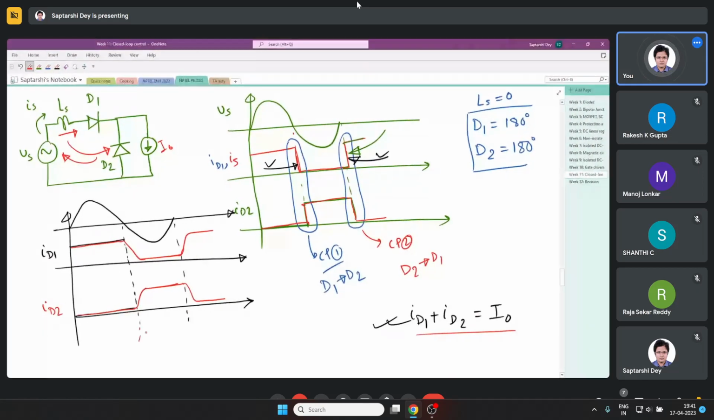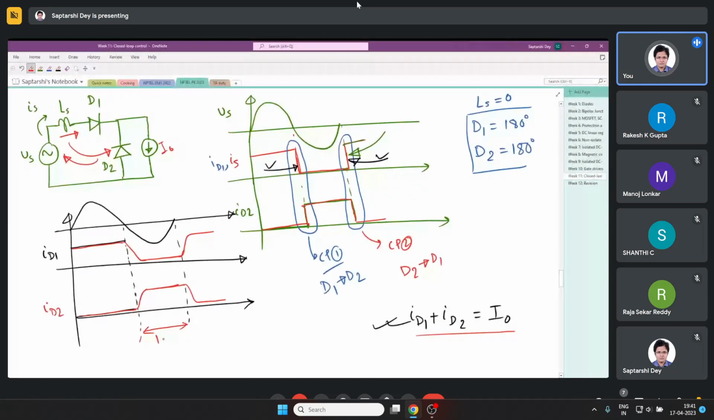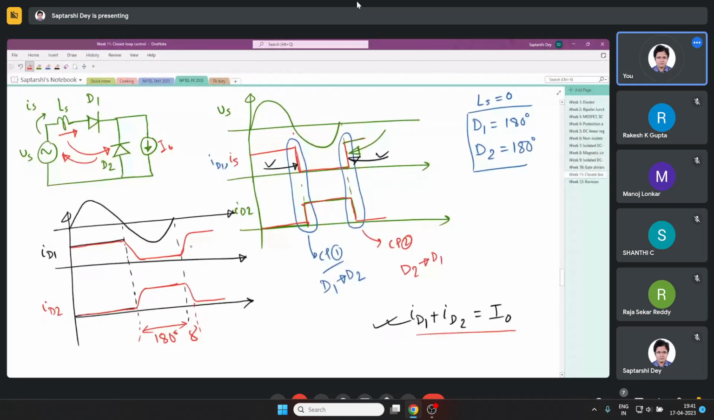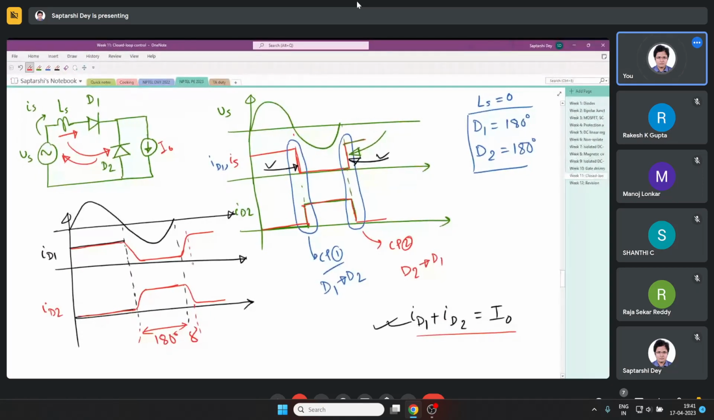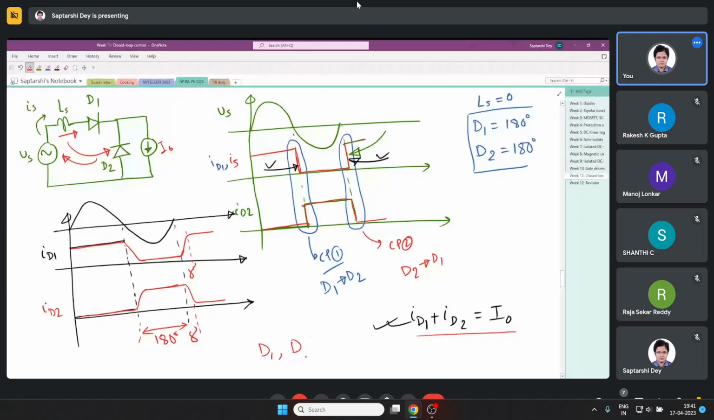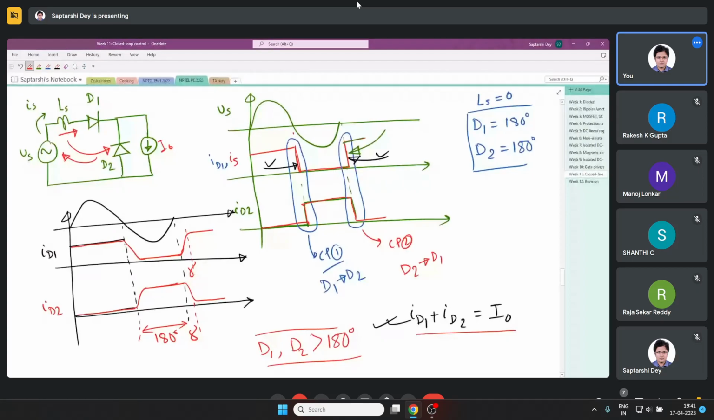So this much was 180 degree. Now this much extra commutation time gamma has been introduced. So both D1 and D2 will conduct for more than 180 degree. Is it clear? I will take Shanti's question. Just before that, tell me, is it clear?